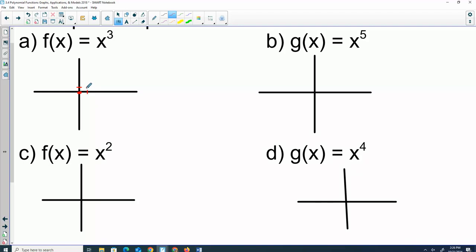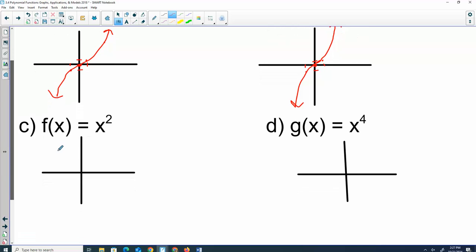Yeah, A was our x cubed that we've seen before, our chair. And if you only put in 0, 1, and -1, x to the fifth looks much the same because those 3 points turn out to be the same. The difference would come when you put in 2. 2 to the third is 8, but 2 to the fifth is 32. So this one, it's the same shape, but it's a little bit steeper. It's getting bigger faster.